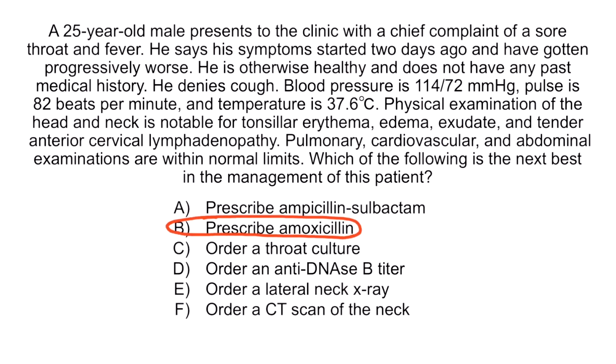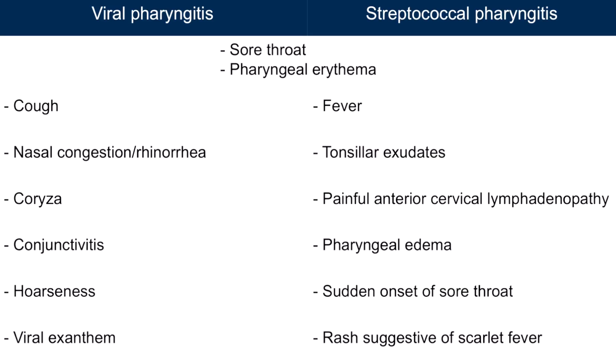Prescribe amoxicillin. This is a case of a 25-year-old male presenting with a sore throat and fever that have gotten progressively worse over the past few days. His physical examination findings of tonsillar erythema, edema, exudate, and tender anterior cervical lymphadenopathy should prompt suspicion of pharyngitis, especially in the setting of a normal pulmonary, cardiovascular, and abdominal exam. Recall from this slide that it's helpful to think of symptoms of pharyngitis as either more suggestive of viral pharyngitis or strep pharyngitis. The patient in the question had fever, tonsillar exudates, and painful anterior cervical lymphadenopathy, all suggestive of strep pharyngitis.